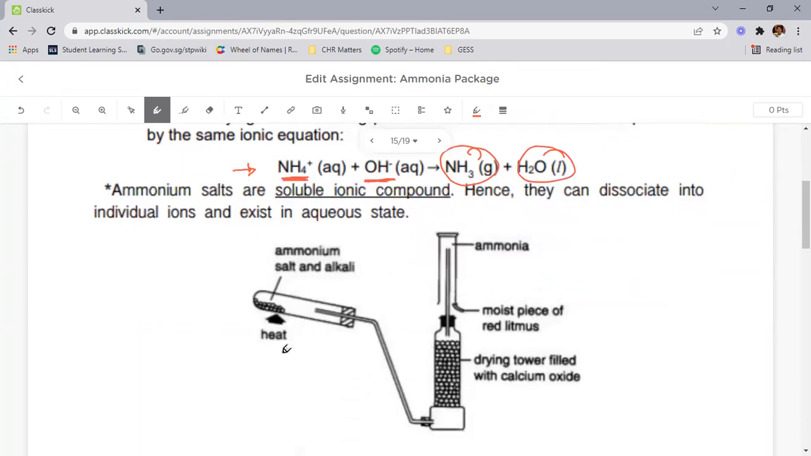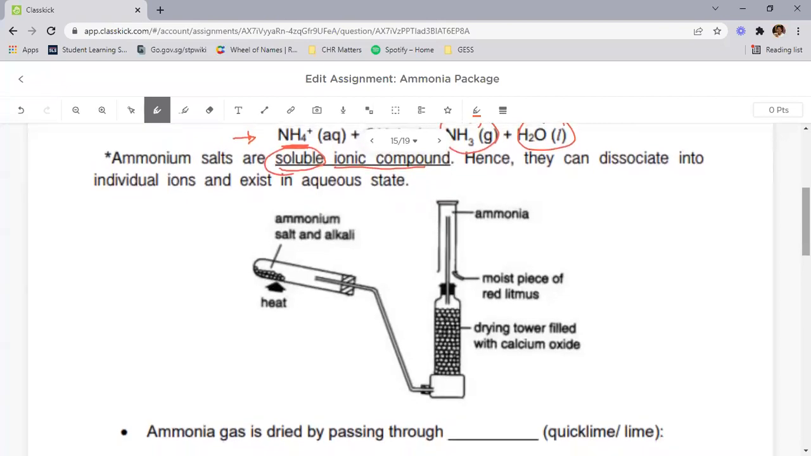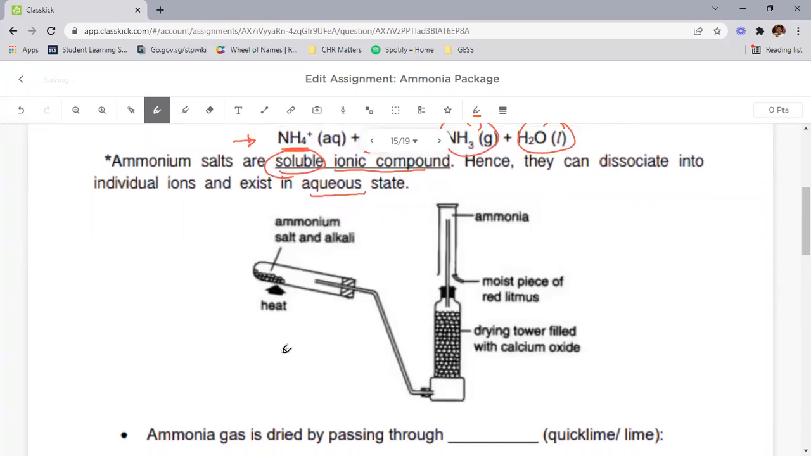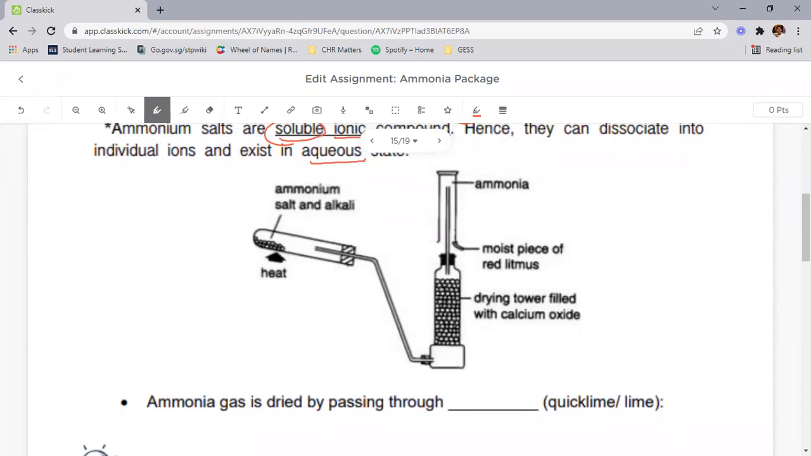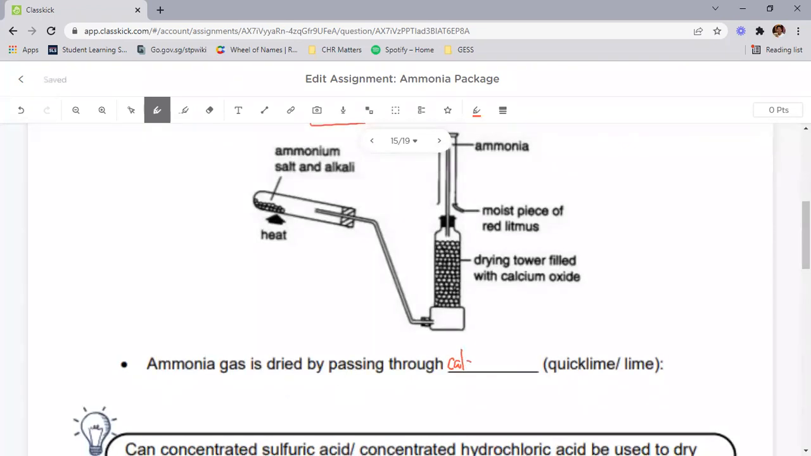Now do take note, ammonium salts are actually soluble ionic compounds. We learned in the chapter of ionic compounds that most ionic compounds are soluble in water. So when they dissolve in water, they form their individual ions and exist in the aqueous state, because they are soluble in water. Now, when I want to dry my ammonia gas, we should typically use quicklime. The chemical name for quicklime is calcium oxide. We went through this in chapter 2. What's happening is that the calcium oxide will absorb the water, the moisture, to give you calcium hydroxide.